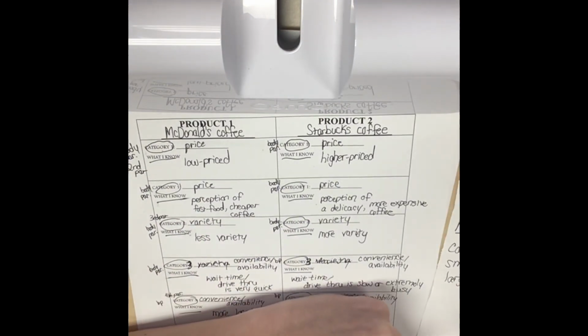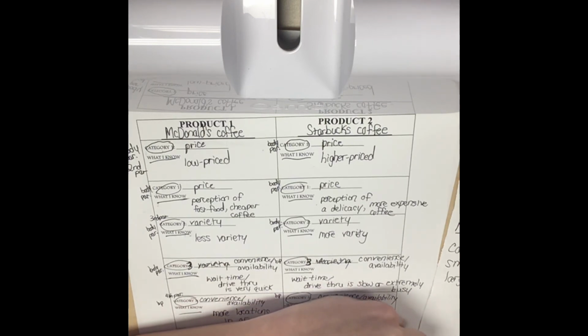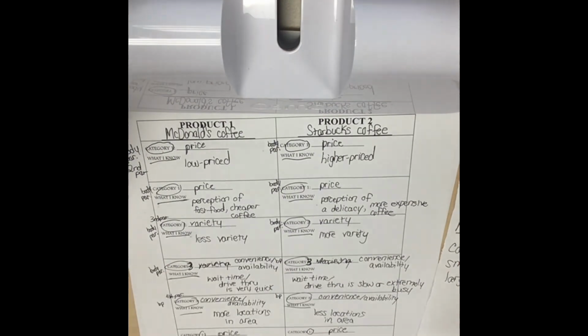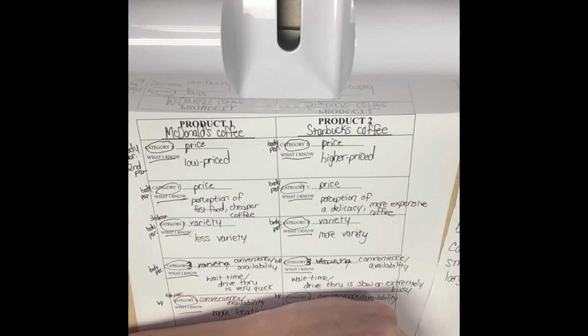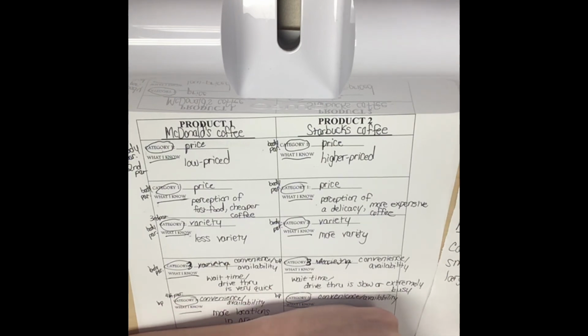And Starbucks large is $3.95 minus $3.39. $0.56 more than McDonald's, than McDonald's large.